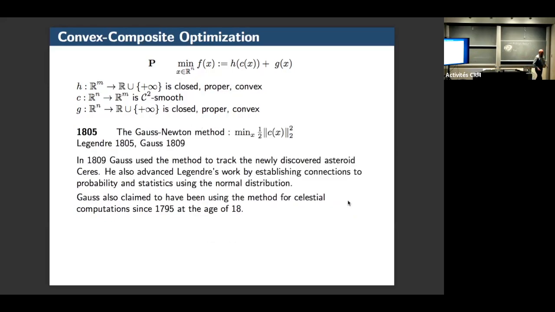Now, this is a very old problem. Perhaps the first instance of this in optimization is the Gauss-Newton problem, or the nonlinear least squares problem. Gauss studied this problem in 1809 when he was attempting to determine the trajectory of the asteroid Ceres, and he claimed to have been using the technique since the age of 18. Also, Gauss was the person who made the connection to probability theory and Gaussian distributions, as one might guess.